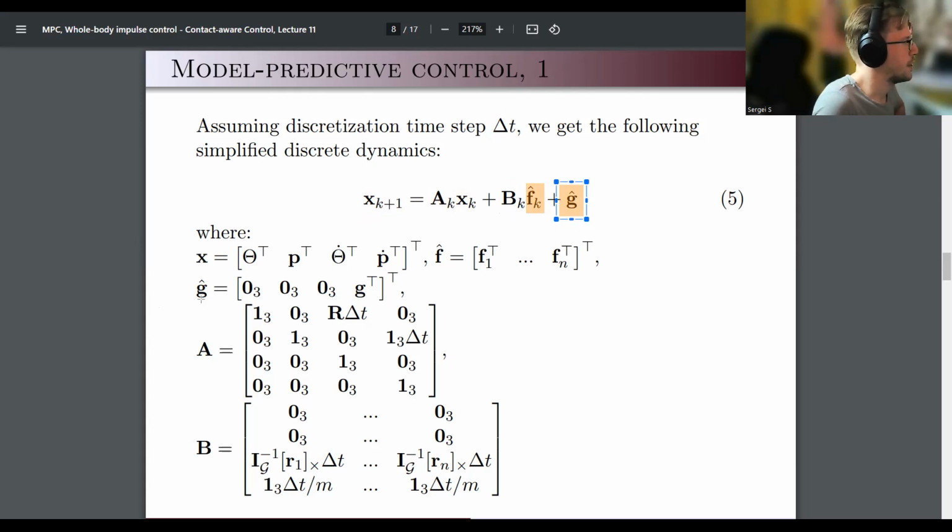All right. So let's understand what x_k is. x_k is the rotational parameters, the position of the center of mass, the derivative of the rotational parameters, and the velocity of the center of mass.